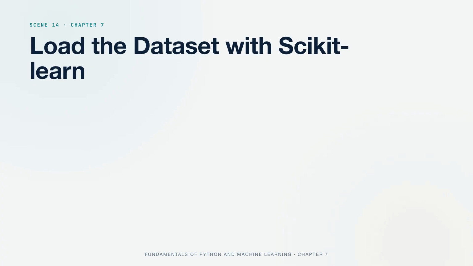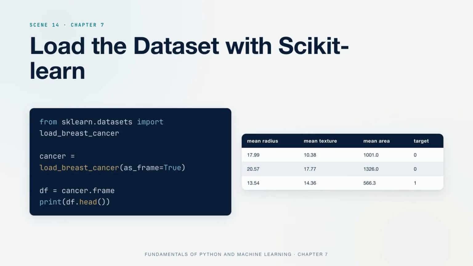We load the dataset using load_breast_cancer from Scikit-learn datasets. By setting as_frame to true, Scikit-learn returns the features and target using pandas objects. The complete frame contains all 30 feature columns and the target. We can use familiar pandas methods such as head, shape, info, describe, and isnull to inspect the data.